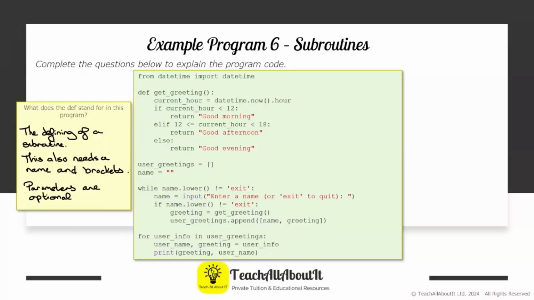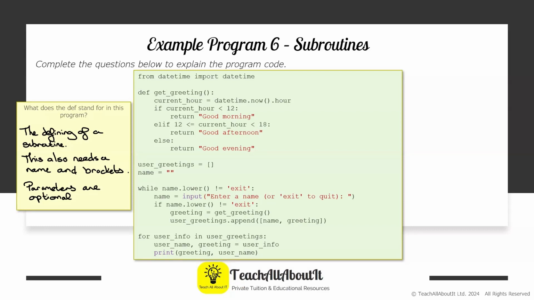You also need to have brackets. Even if you're not passing anything in, you do need to put those brackets in. So in this case, get greeting doesn't take in any data, but it does do something for us. Because it is a subroutine, we identify it using those brackets. If you wanted to send data in, those are our parameters, and then that would go inside those brackets and it would be used like a local variable.